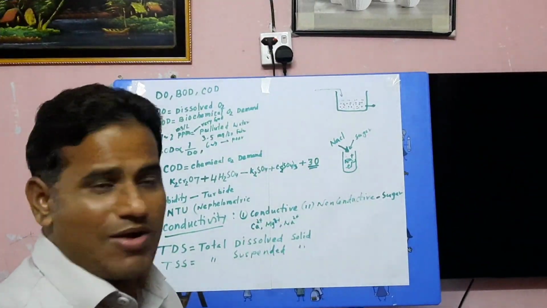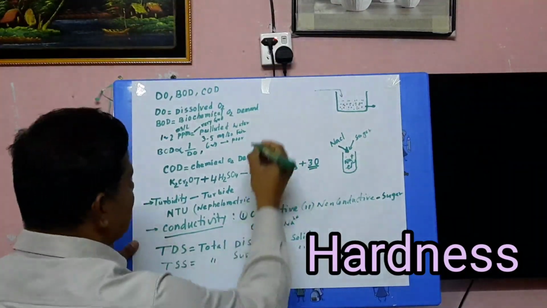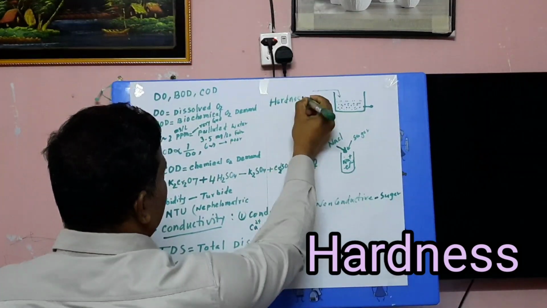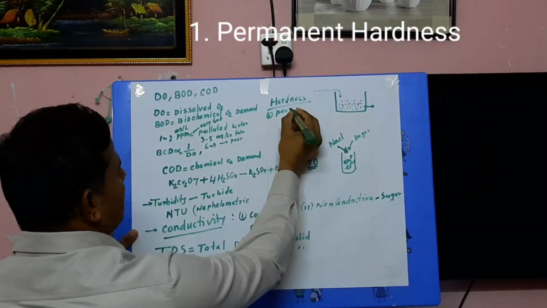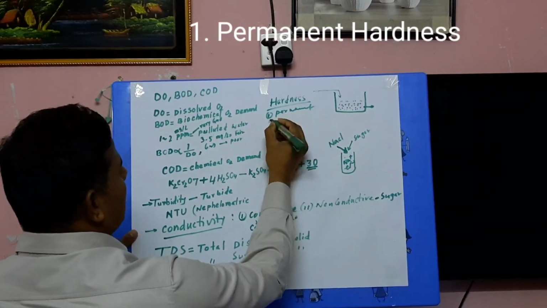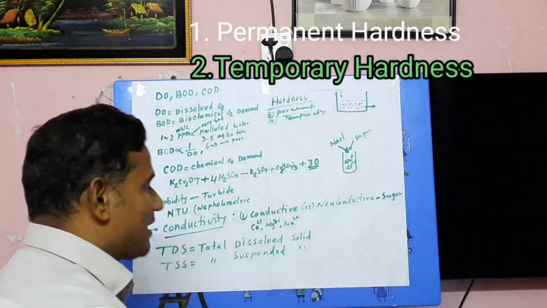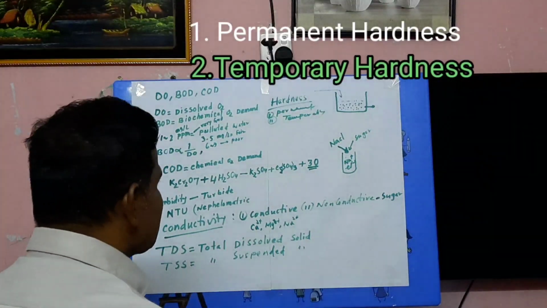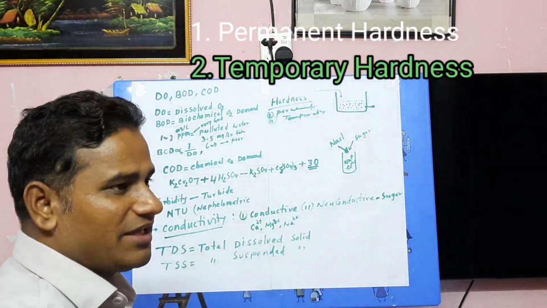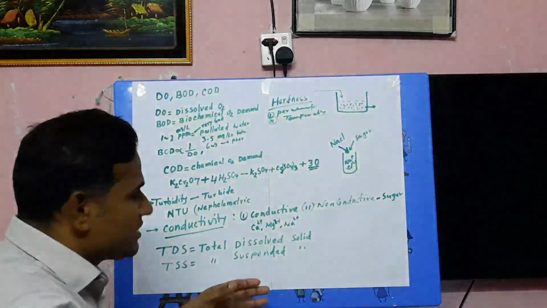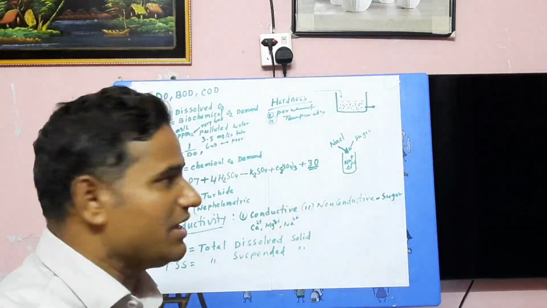So okay viewers, now I will discuss hardness. Normally in the water 2 types of hardness are available. One is called permanent hardness. Another is called temporary hardness. Calcium carbonate, calcium sulfate, magnesium carbonate are present in the soil. So when rain comes, this hardness will mix with water. By this way, the water hardness will increase.